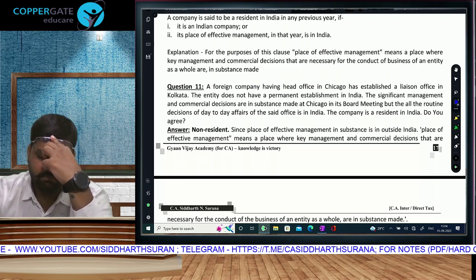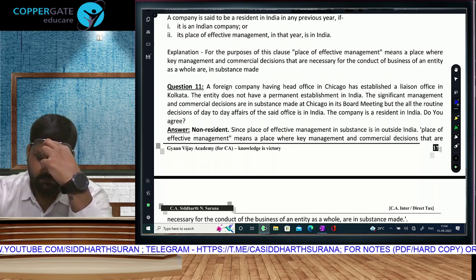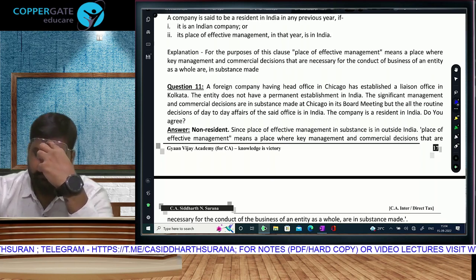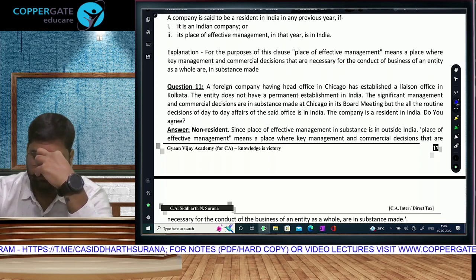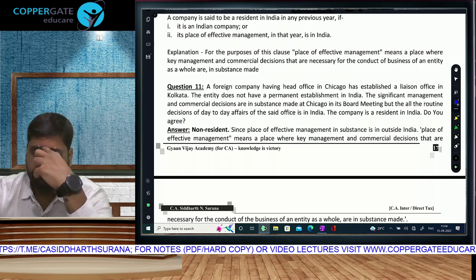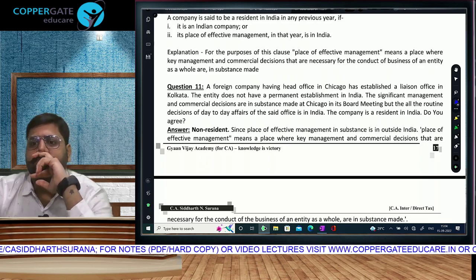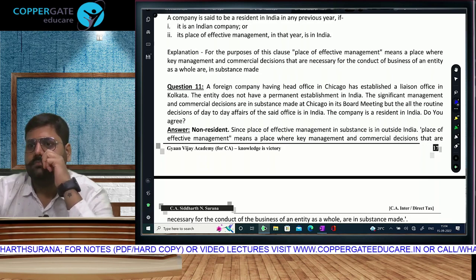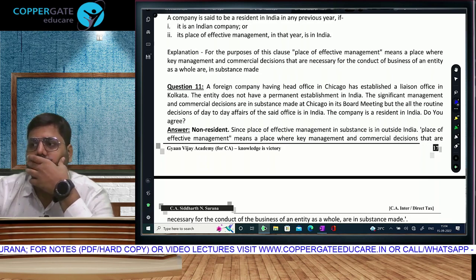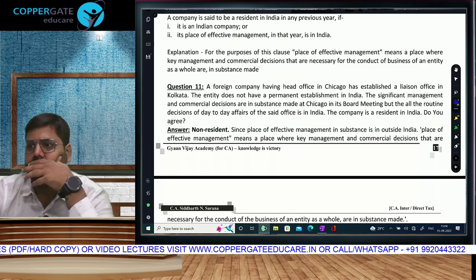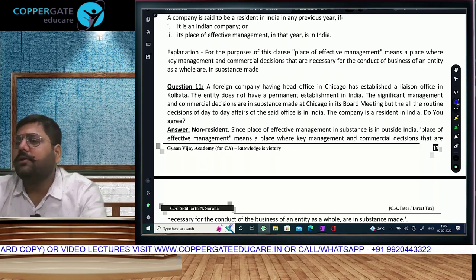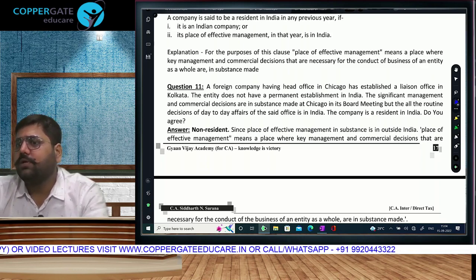Question 11. A foreign company having head office in Chicago has established a liaison office in Kolkata. The entity does not have a permanent establishment in India. The significant management and commercial decisions are in substance made at Chicago and at board meeting, but all the routine decisions of the day-to-day affairs of the said office is in India. The company is a resident in India. Do you agree? Indian company का रूल क्या है?